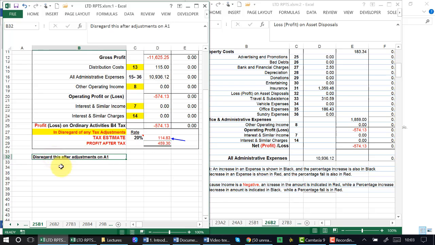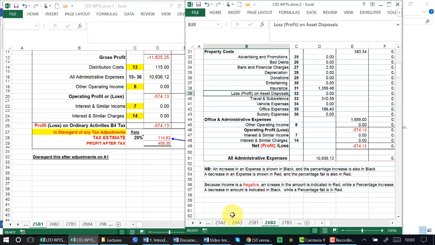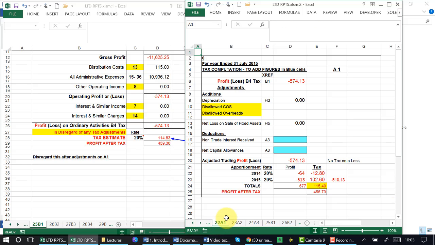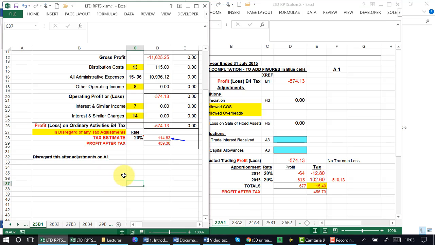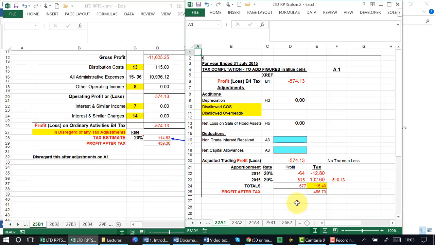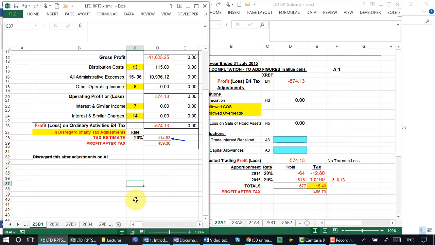And of course, there's a statement to disregard this after adjustments on A1. We expect some adjustments on A1. Let me see. Probably those adjustments will be on A. Yeah, those will be the adjustments on A1. Okay. Well, this one can be done later. All right. Now, yeah, that's B1 and B2.